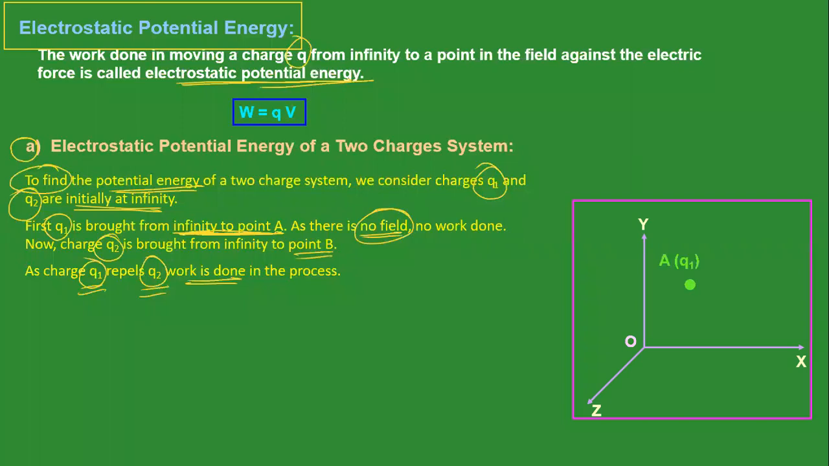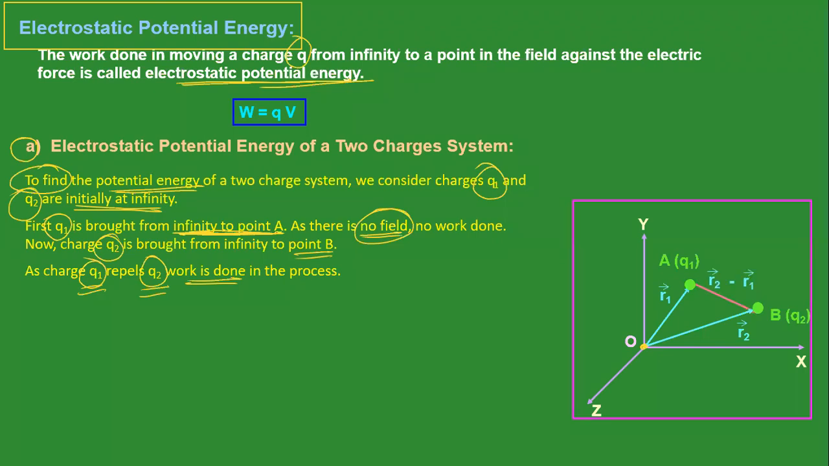You can see these two charges in a diagram. This is charge Q1 and charge Q2. We brought these two charges from infinity to point A and point B. Then I consider this is the origin. Distance of charge Q1 is R1, we can say R1 bar represents position vector. R2 bar represents position vector for the second charge Q2.